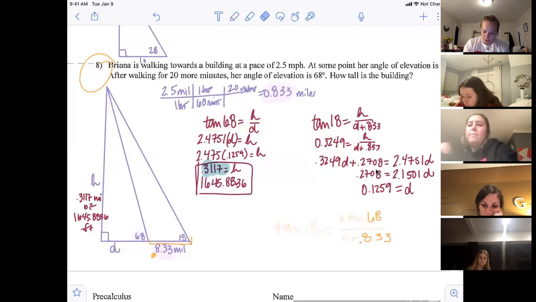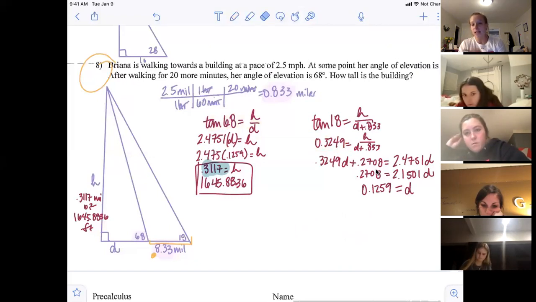Yeah, that's probably cleaner. This looks a little messy, but some people also get kind of freaked out with the tangents involved, and they're like, okay, well, if I make it all decimals, I know I can work with decimals. So that's definitely an option too. Okay. You sound like you're good, Ava.